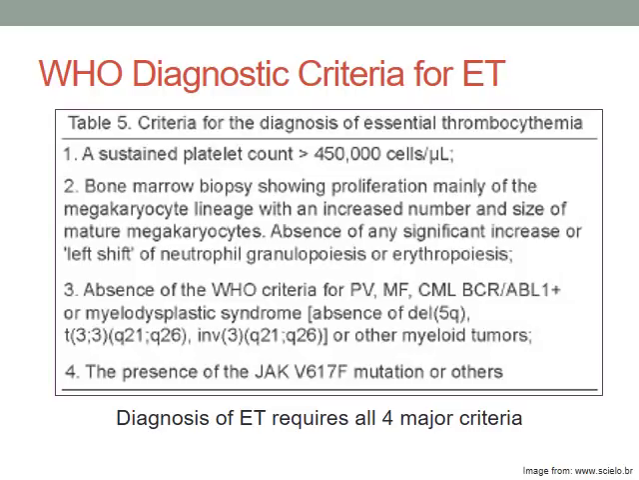The diagnosis also requires that the patient does not meet the criteria for other myeloproliferative and a variety of other diseases, so things such as polycythemia vera, primary myelofibrosis, CML, and a variety of other diseases. And the fourth criteria is the presence of the JAK2 mutation.